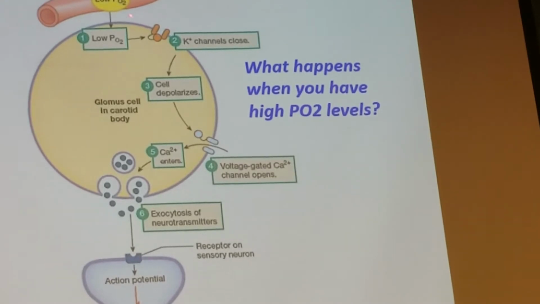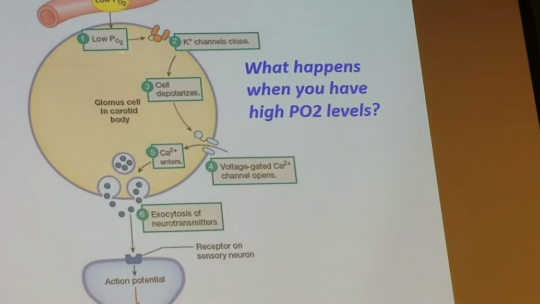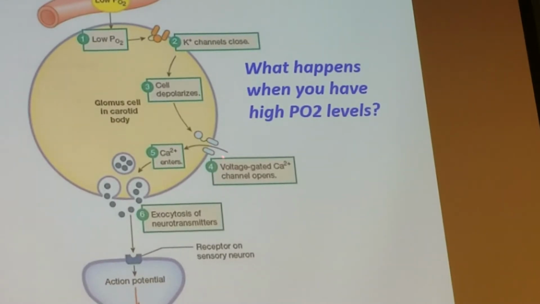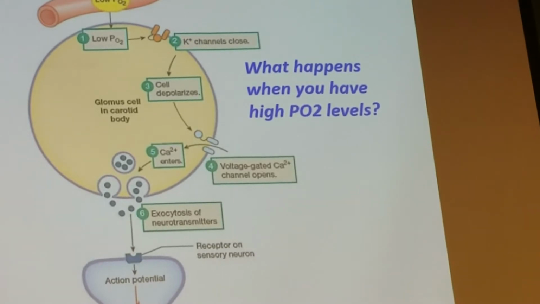So how did I get myself all screwed up? Wait a minute here. The more O2 you give them, the more the potassium channels open. The more they open, the more negative you become. I was upside down. This opens because you become more negative. No, but I'm sorry, you become less negative. Jesus Christ. Positive. God almighty, all right.